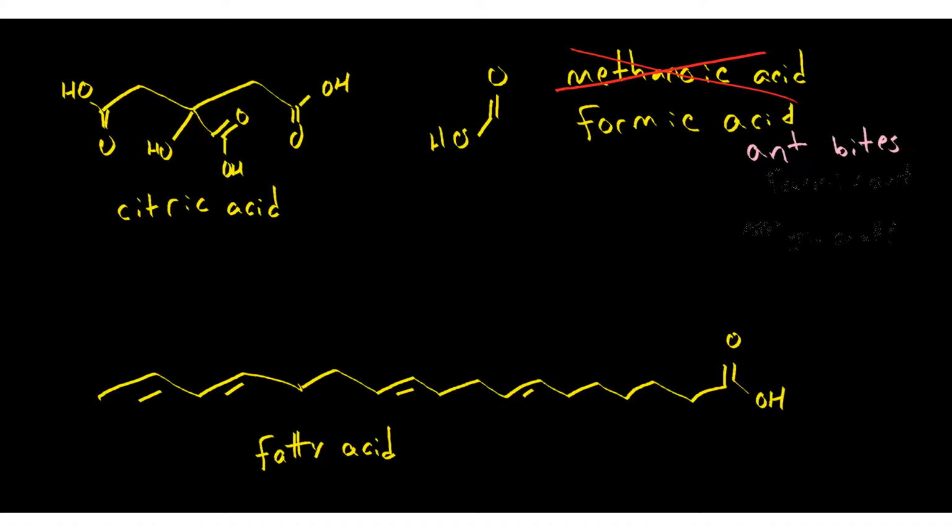And in French, the word for ant is fourmi. So that's one way, maybe, to remember formaldehyde and formic acid. It's because they are the smallest of these things, and ants are small.